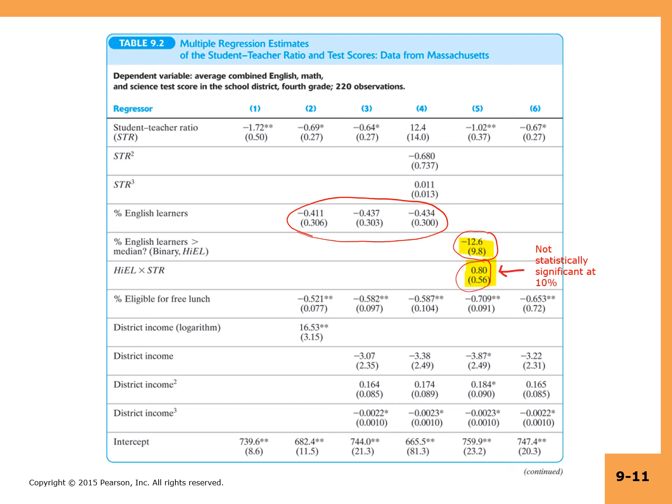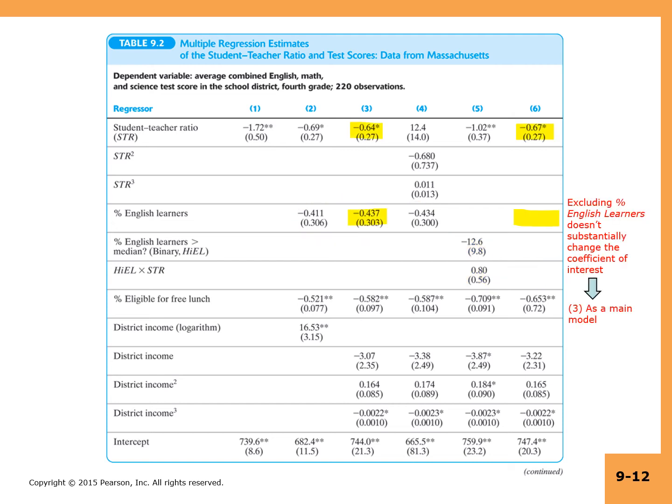As you can see, the coefficient is not statistically significant at 5% or 1% or even at 10%. So it seems like the effect of student-teacher ratio on test score doesn't vary depending on the percentage of English learners in the district.